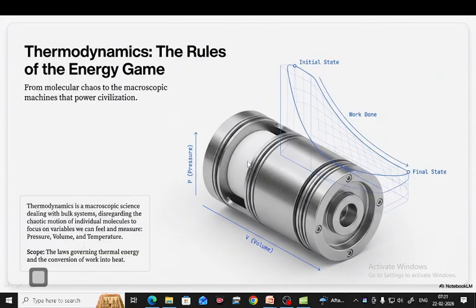You see here, this is a picture of the pressure, this is the volume, and this is the state. This is the initial state, and this is the final state, and this is regarded as the work done.